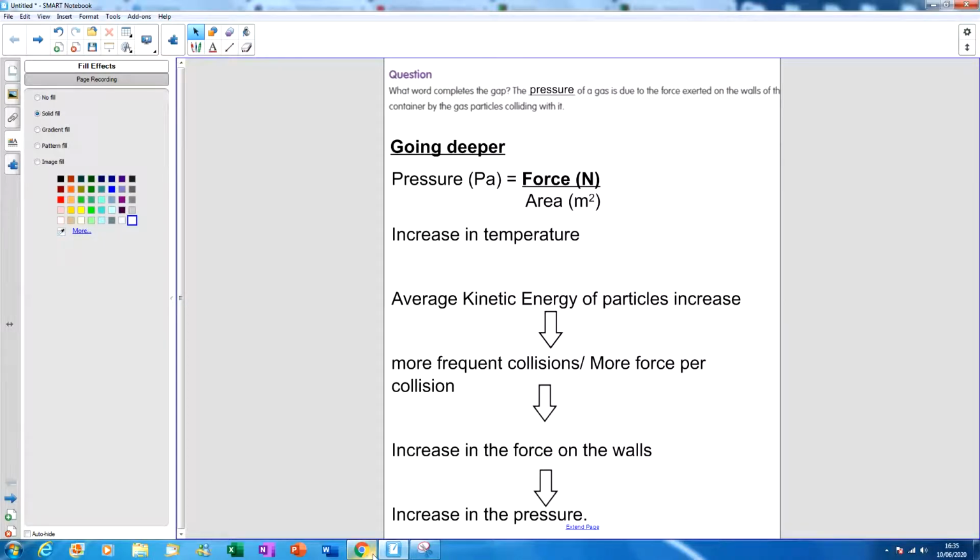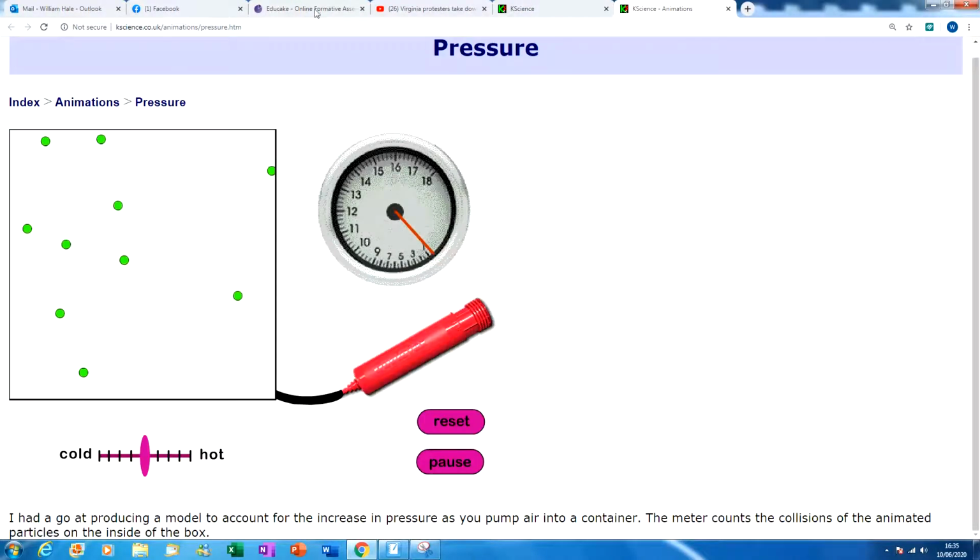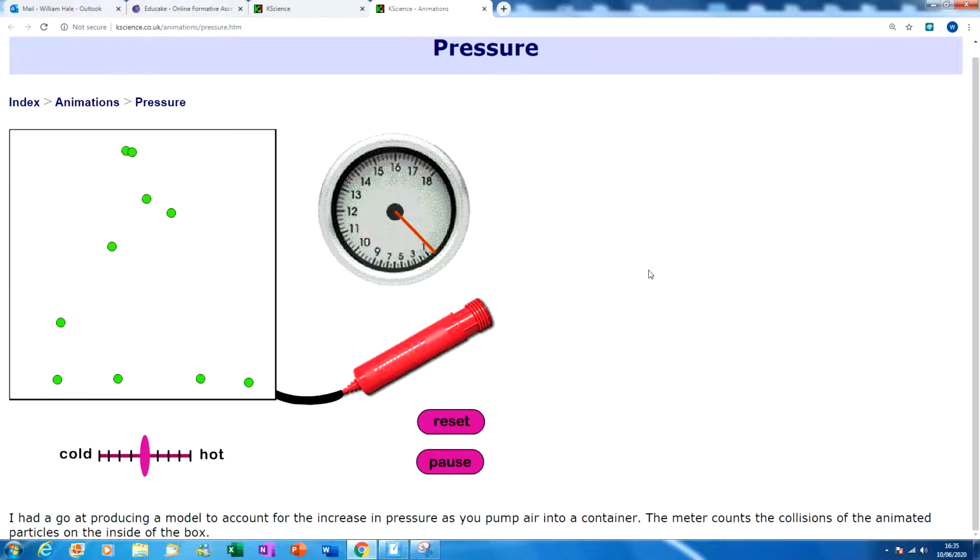So let's just go to this animation here. We have some particles of a gas trapped in a box. How do I know they're a gas? Well, the particles are traveling around individually at a range of speeds and in random directions. So we have a pressure gauge, which is this dial to the right of the box, and the slider allows me to change the temperature and then investigate what's happening to the pressure.